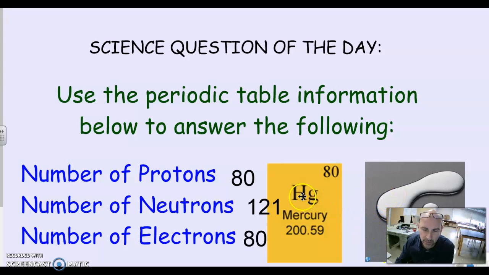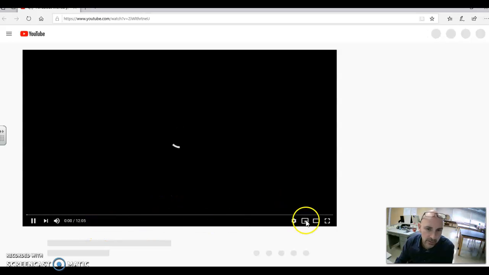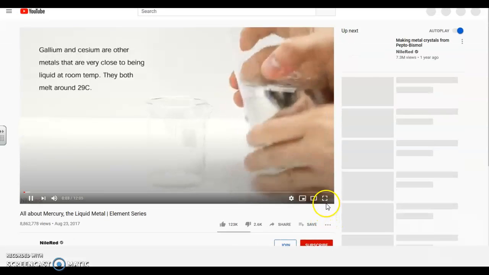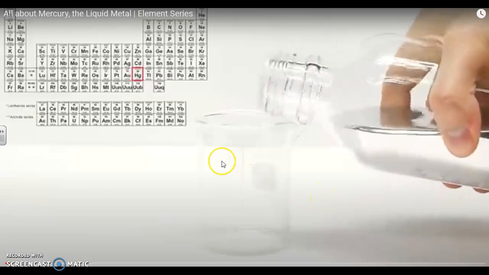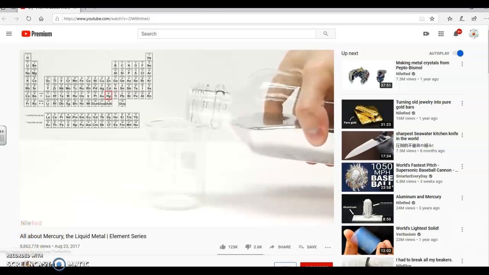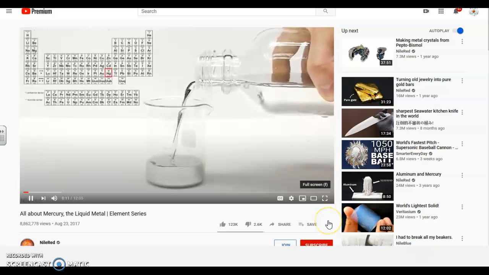If we look at the symbol of Mercury, we notice it's Hg instead of M or something like that. Let's see what Mercury looks like. Mercury is special because it's the only metallic element that's a liquid at standard temperature and pressure. Its elemental symbol is Hg. That's interesting. Its elemental symbol is Hg because it's based on its older and much harder to pronounce name.